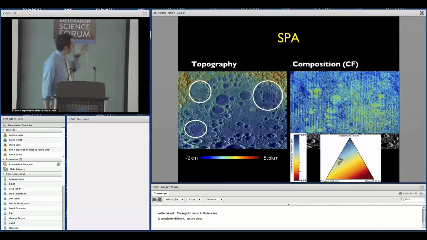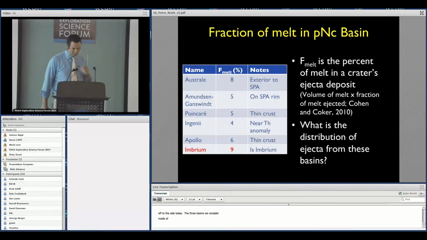So the three basins that we consider inside of SPA are marked here, and we'll talk a bit more about that in a moment. So the first thing I want to talk about is a parameter, the fraction of melt that Barb developed, which is how much melt material is present in a crater's ejecta deposit. This is the result of the calculation of the volume of melt multiplied by the efficiency of melt ejection from the crater. And so the model assumes that this value is relatively invariant.